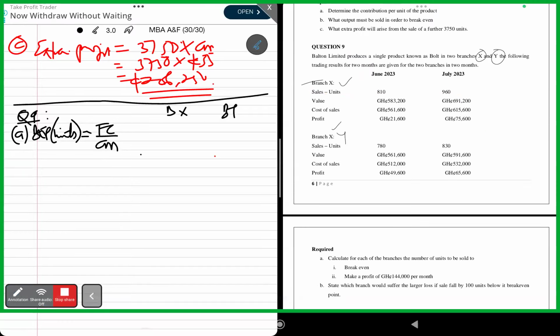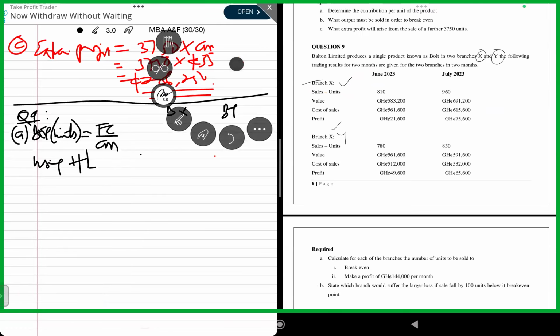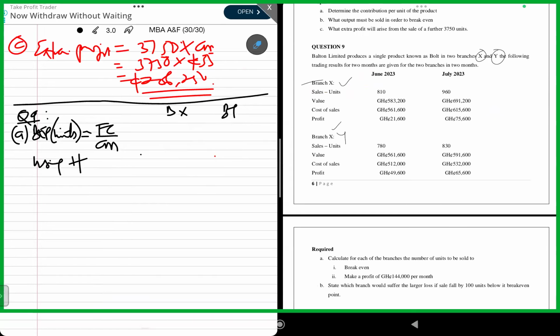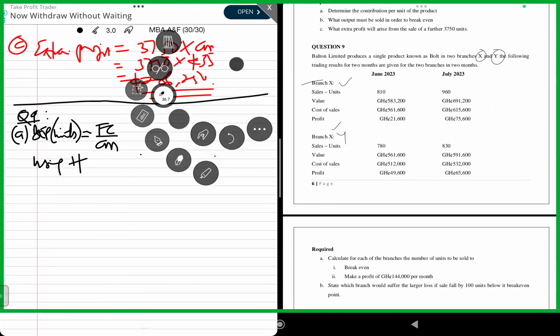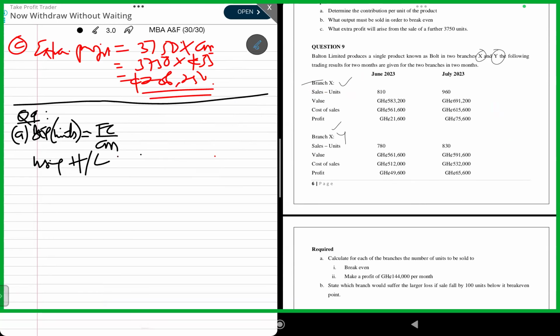So for the cost data, we will say using the high and low method. I'll do only one branch, then you will go and solve the other branch. Using the high and low method.